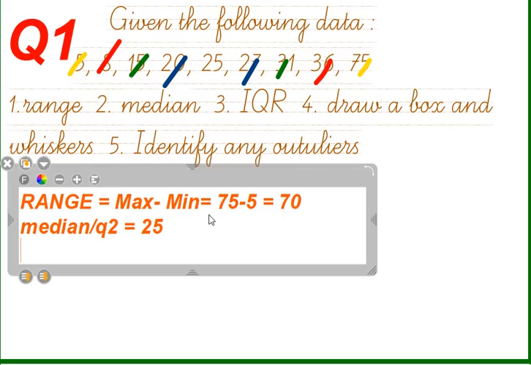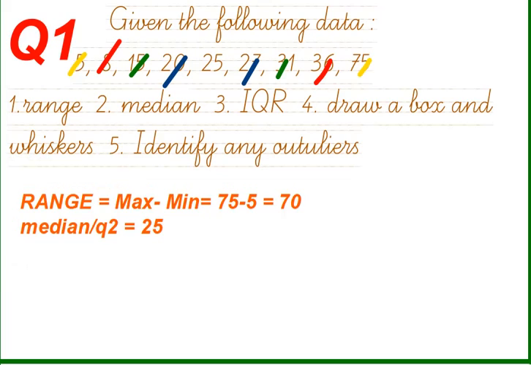Literally, we've been doing this and it's the same thing over and over again. Just the numbers keep changing around and the question structures keep changing a little bit, but it's one and the same thing. So let's have a look at number 3. So we've already done that part. Let's tick so that we know what we have done. We've done the range, median. Now we are doing the IQR.